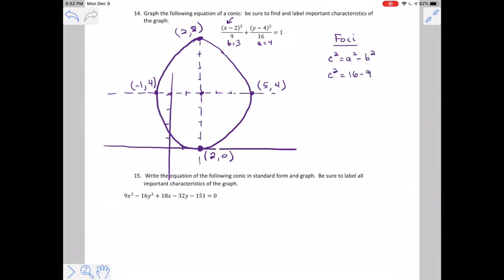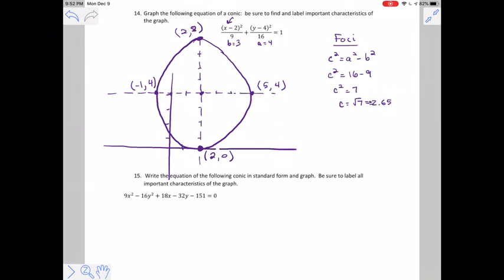So a squared minus b squared is 16 minus 9. So the square root of 7. It's going to be 2 point something here. So it's 2.65. And the foci, rather, that's plus or minus.